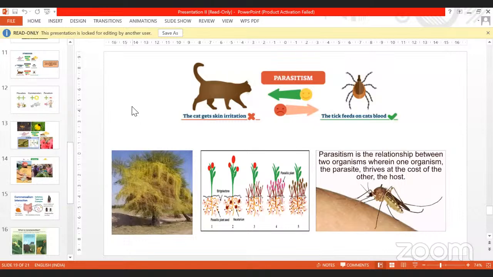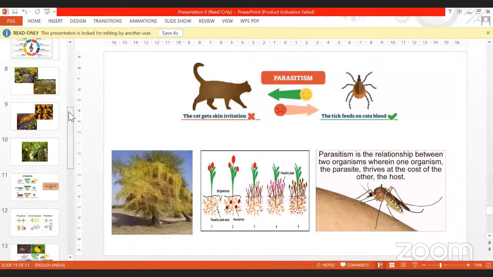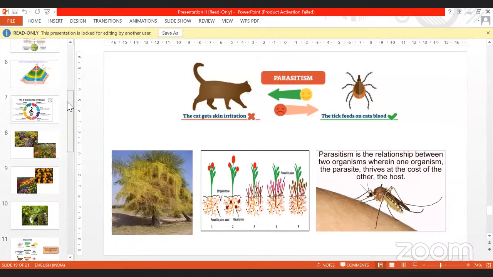Any answer? Harmony is, okay. Yes? Out of these three aspects in symbiosis, so think about it. Ma'am, can you repeat the question once?